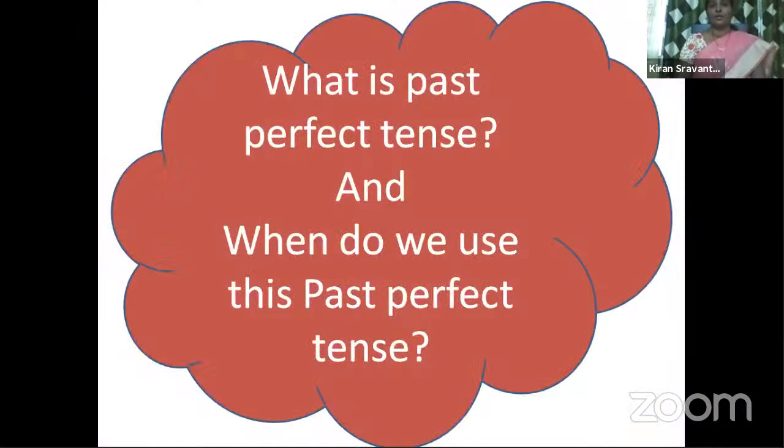And coming to the next one. What is past perfect tense? And when do we use this past perfect tense? So this we have to learn. So what is past perfect tense? Past perfect tense means we find a completed action. We find two actions, the first completed action and the later completed action. So generally in past perfect tense, this is the action which got completed at first, and the later action would be expressed in past simple.